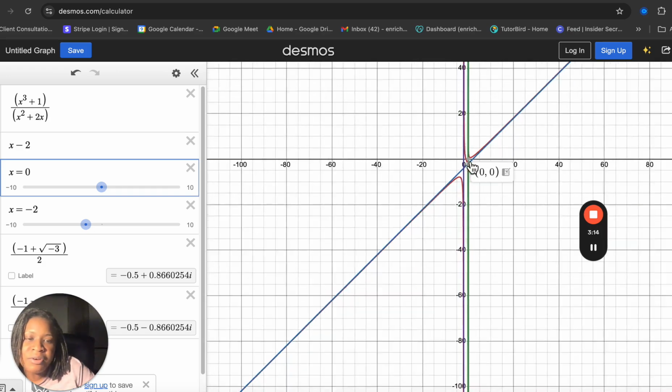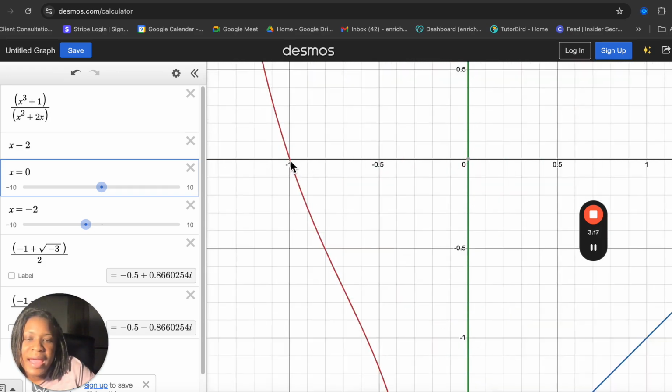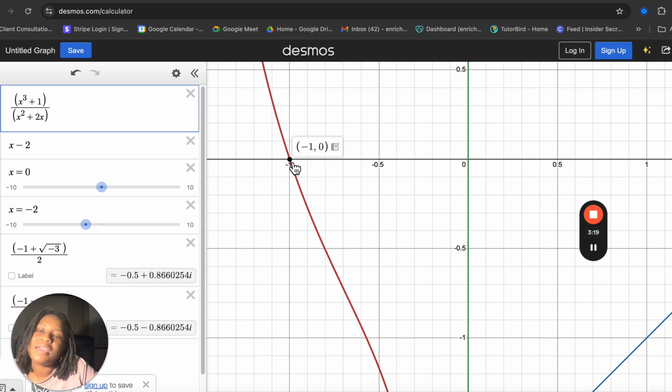And then our zeros. We had a zero at x equals -1, and bada bing, bada boom. Right here, x equals -1, we have a zero. Everything checks out. That's a wrap.